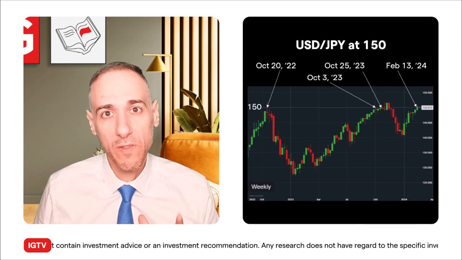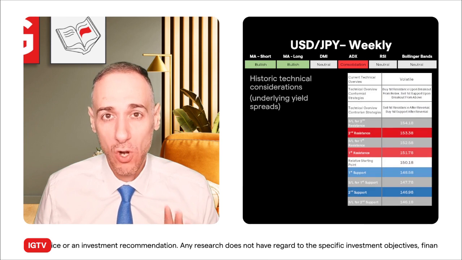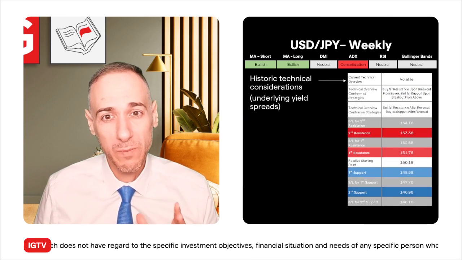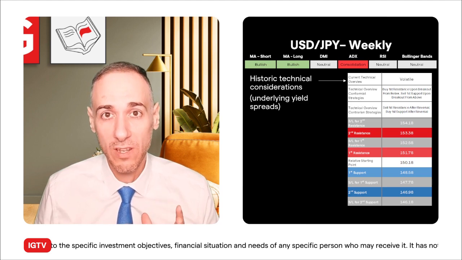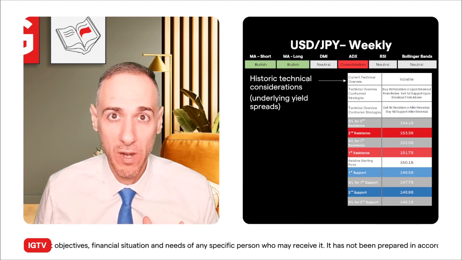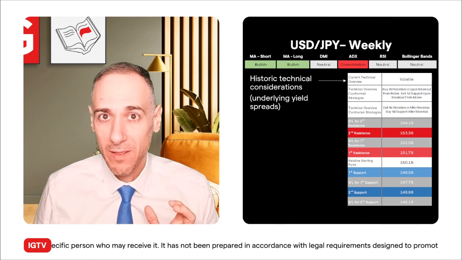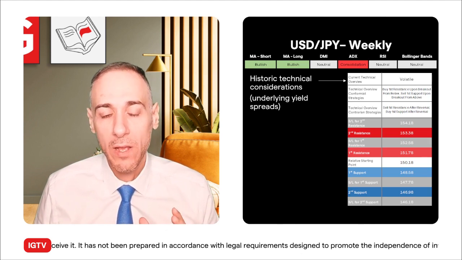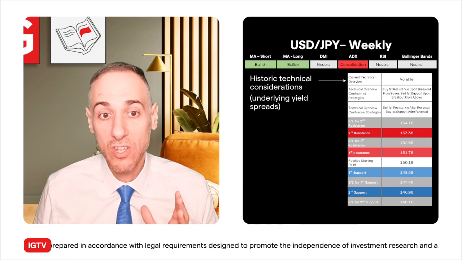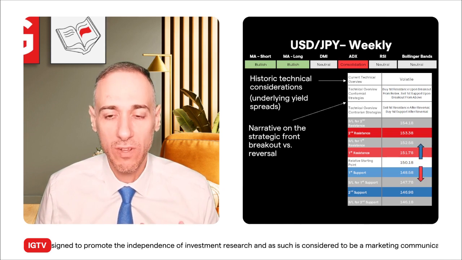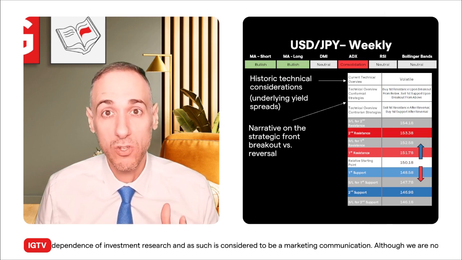So when you put all these things together, it means that an overview starting with the weekly, that's a bit more volatile. I can understand how looking at some of these you might go, this might be more consolidatory or cautious consolidation when looking only at the technical boxes as well as where price stands, without looking at the 150 red line, ignoring that. But owing to historic technical considerations as well as underlying yield spreads, the overview is a bit more volatile. And that means that on the strategic front, the narrative is breakout versus reversal.